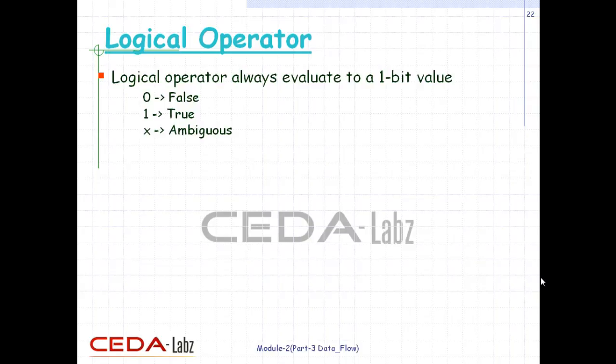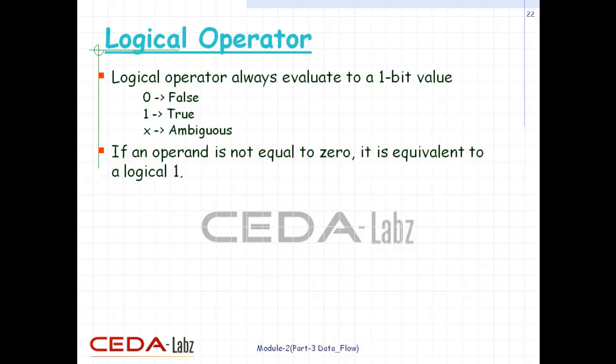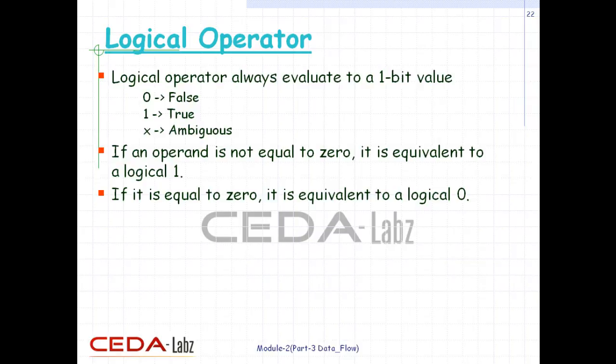Logical operators always evaluate to a 1-bit value, that is, 0 when false, 1 when true, and X when ambiguous. If an operand is not equal to 0, it is equivalent to a logical 1, which is a true condition. If it is equal to 0, it is equivalent to a logical 0, which is a false condition. If any operand bit is X or Z, it is equivalent to X, that is, an ambiguous condition, and is normally treated by simulators as a false condition.